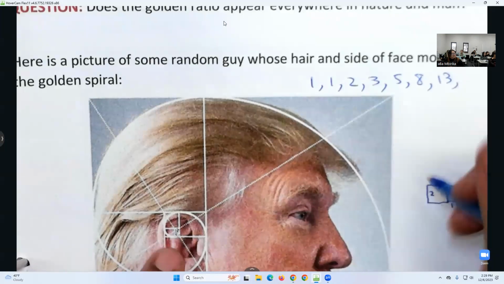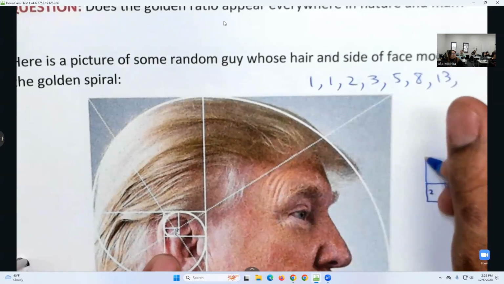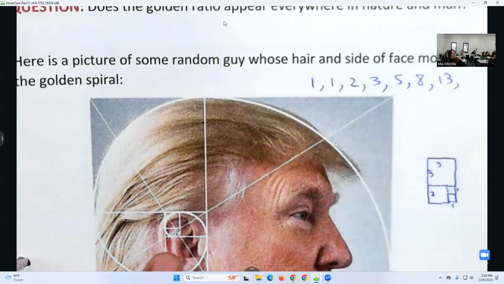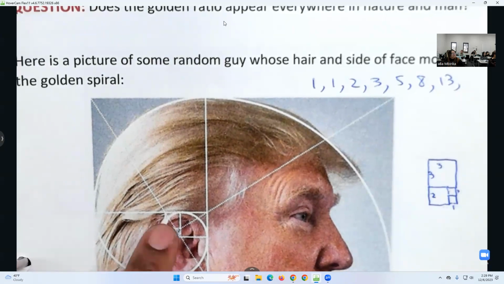So on top of that, I'm going to put the third Fibonacci number in the form of a square, a 3 by 3 square. 3 by 3. And that's that rectangle up there on the left side of Sam's ear.